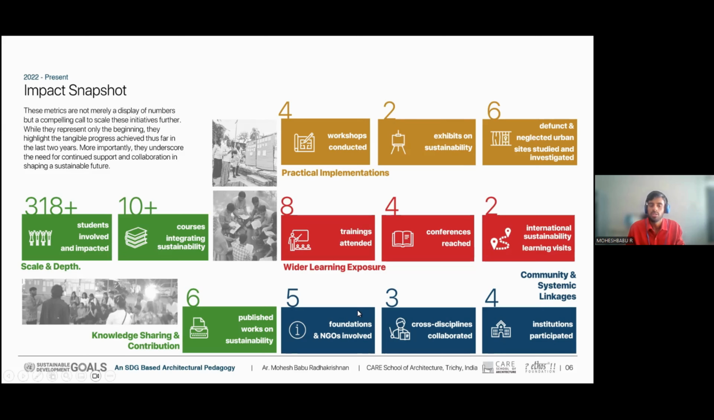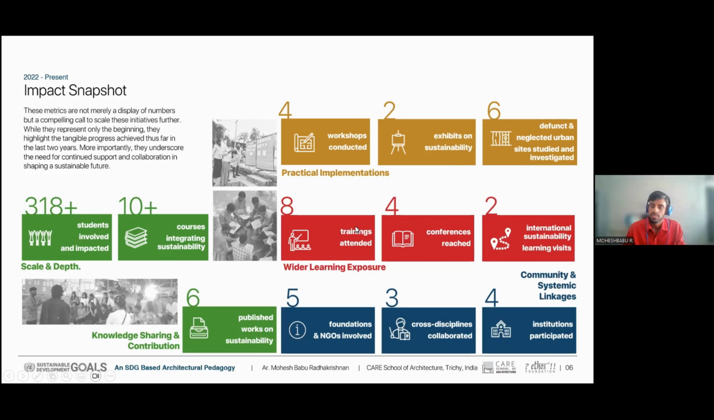There were more than 300 students involved and impacted, and 10 plus courses now integrate sustainability. And there are 6 books published on sustainability in the act of spreading the word. There are practical implementations such as exhibits and workshops being conducted. And we looked into 6 neglected, defunct urban sites that were studied and investigated.